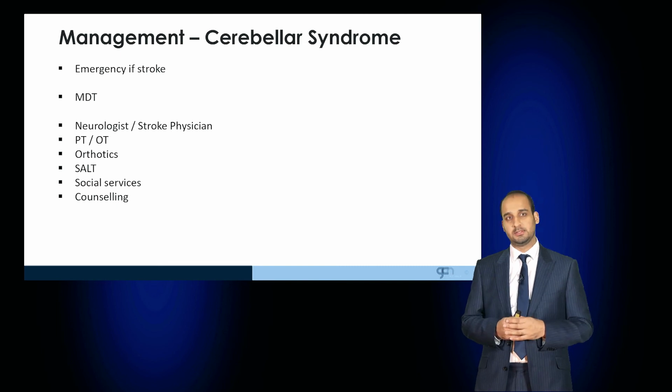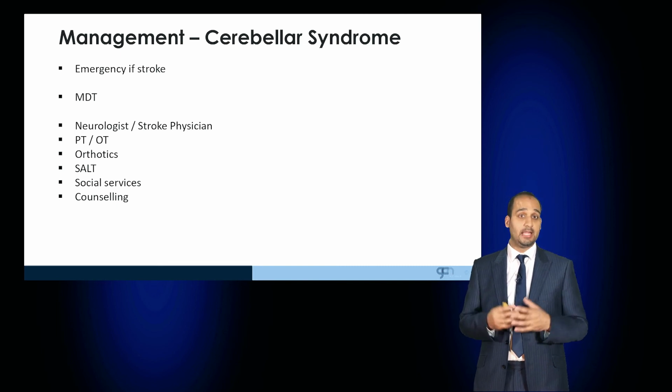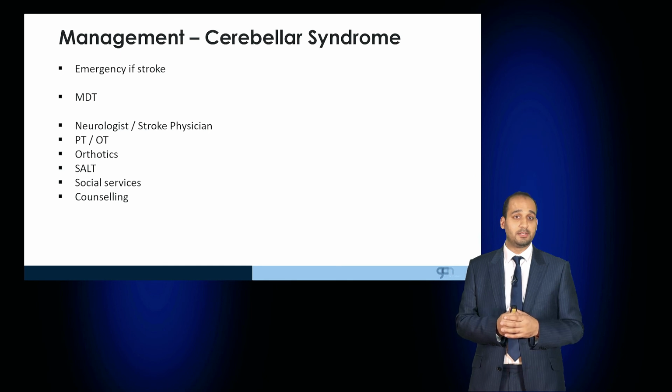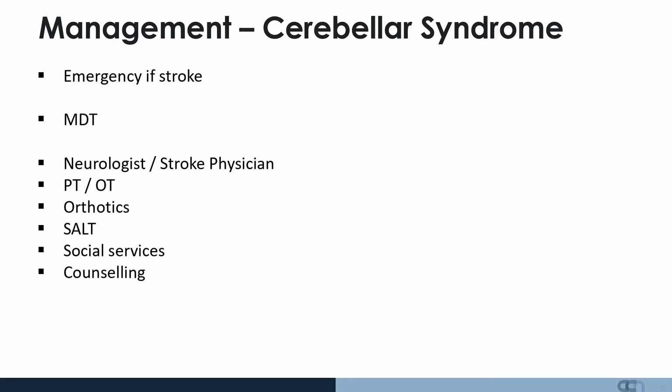How do you manage patients with cerebellar disease? If it's a stroke, emergent management, which would involve neuroimaging and prompt treatment, and a multidisciplinary team would be required, including a neurologist, a stroke physician, physiotherapy and occupational therapy, orthotics, speech and language assessment, social services, and counselling.